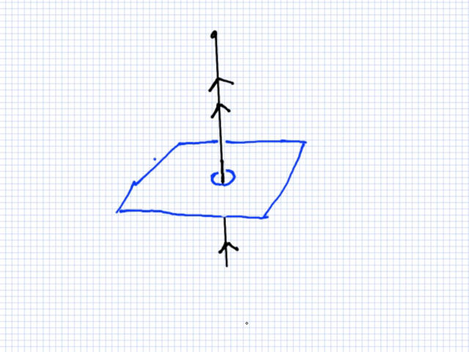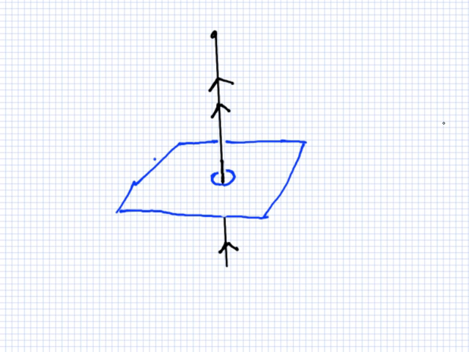So, this is using the right hand grip rule. The current is going up. The field is curving this way around. So, in my picture, the field is like this. Okay. Got that? So let's have a look at the next part.